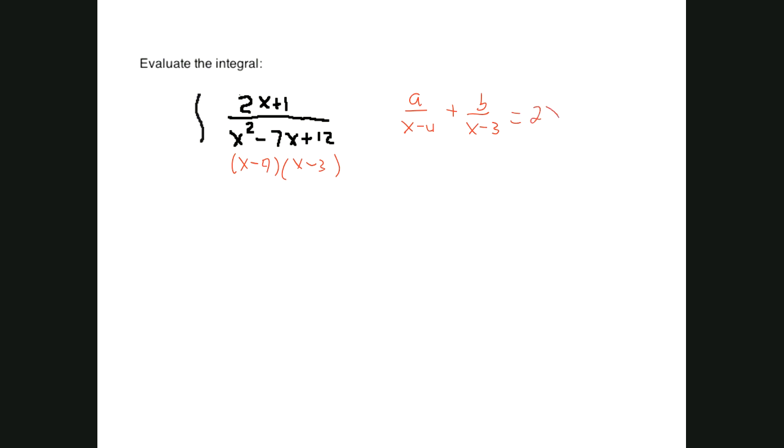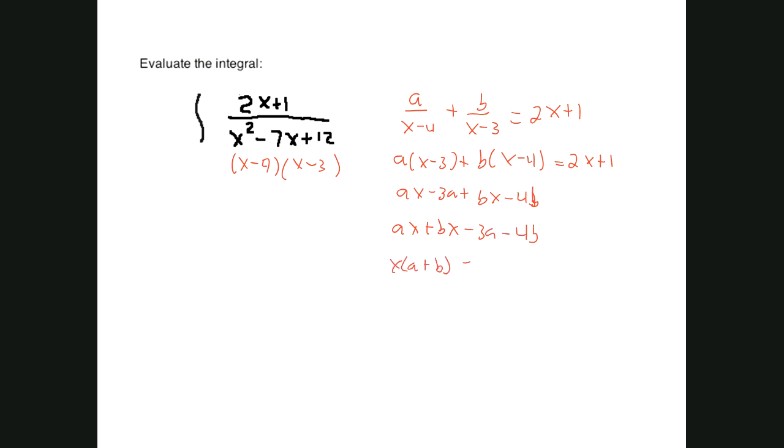All right? So now I'm going to cross multiply. So I've got A(x minus 3) plus B(x minus 4) is equal to 2x plus 1. So Ax minus 3A plus Bx minus 4B. If I put the x's together, Ax plus Bx minus 3A minus 4B, factor out x, so (A plus B)x minus 3A minus 4B is equal to 2x plus 1. Well, I know that A plus B has to equal 2, and then I also know that negative 3A minus 4B has to equal 1.